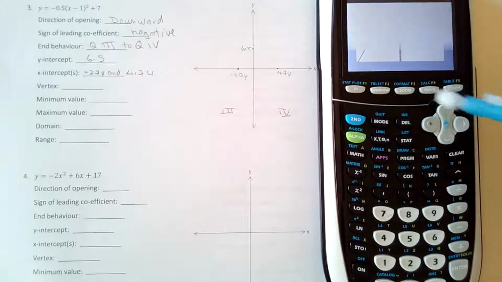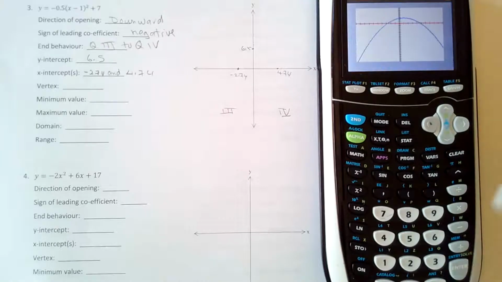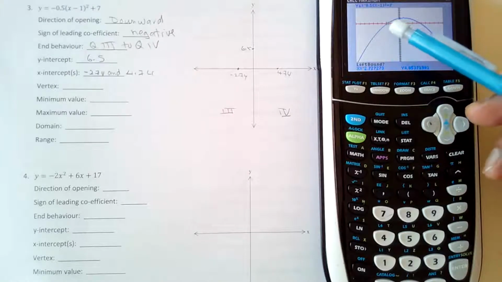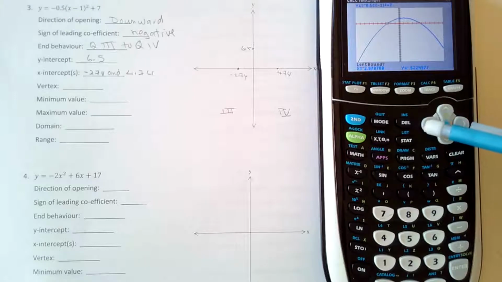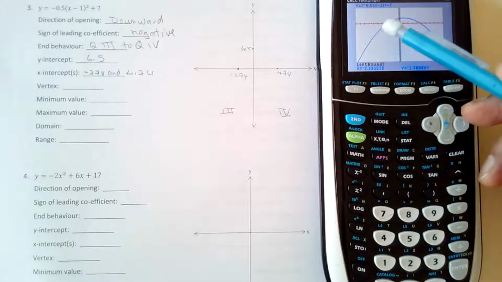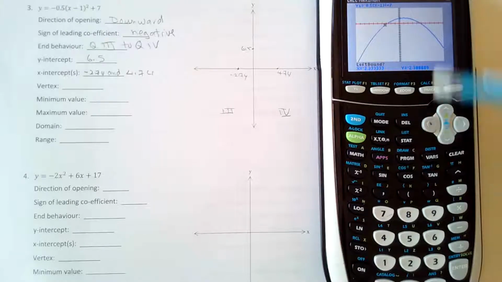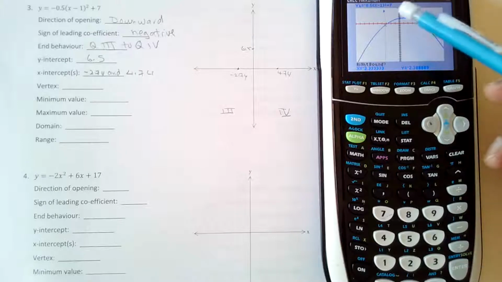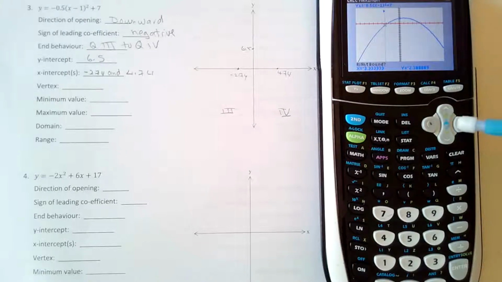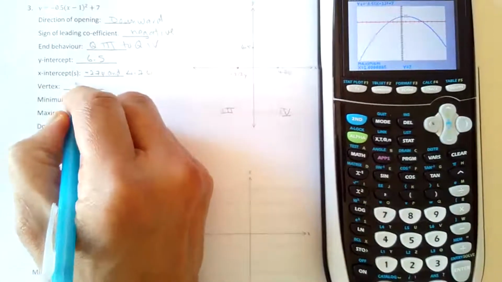So second trace, maximum. And see, left bound is already on my left side, but I can move it a little bit. It doesn't matter. It's on the left side already of the vertex. If it's there, then you press enter. Then I would say right bound. You move to the right of the vertex. Stop. Press enter. And press enter one more time. And that will give you the vertex as 1, 7. So x is 1, y is 7.